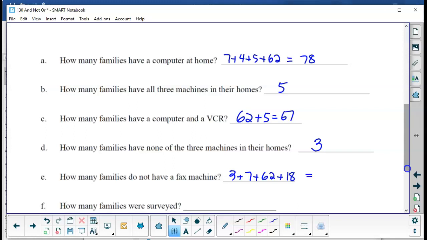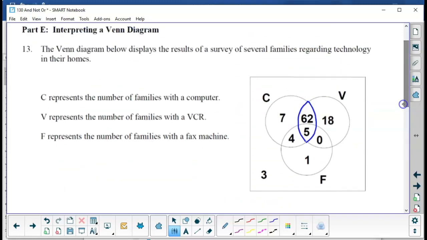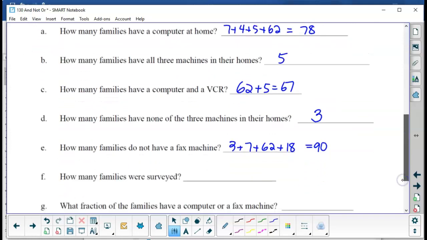So that's 70, 80, that's 90. How many families were surveyed? Well, that would be the sum of everything. So we said the number that don't have a fax machine was 90. So then add the fax machine. That's another 10. So that would be 100.